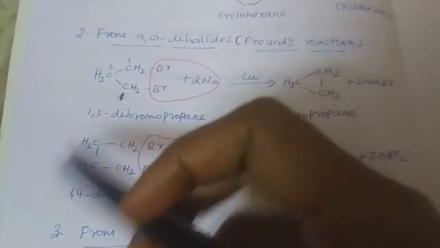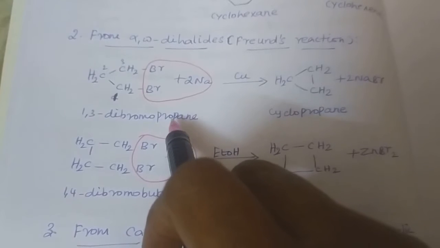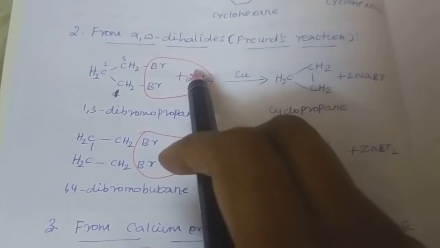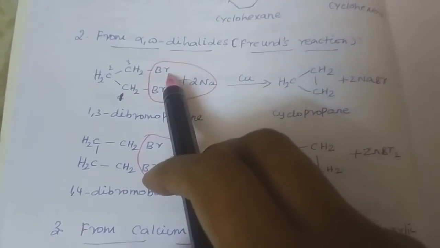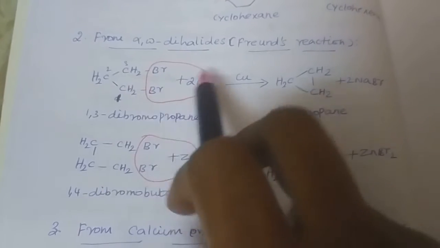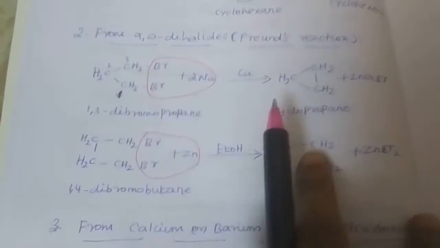alpha omega dihalide. So here 1,3 dibromo propane is taken. It reacts with 2 moles of sodium in the presence of copper as the catalyst. So 2 moles of sodium bromide is removed. So here the ring is closed. So this 1,3 dibromo propane converts to cyclopropane.